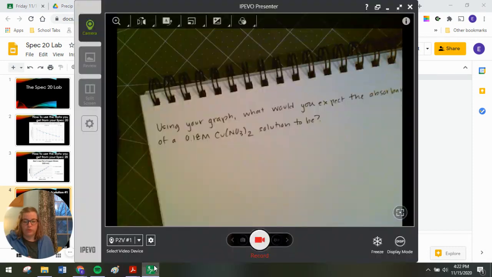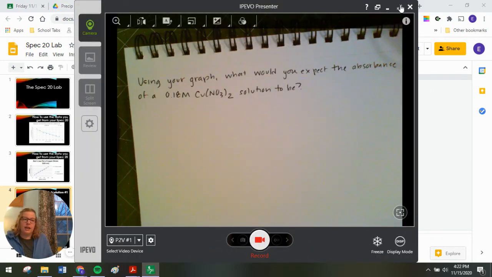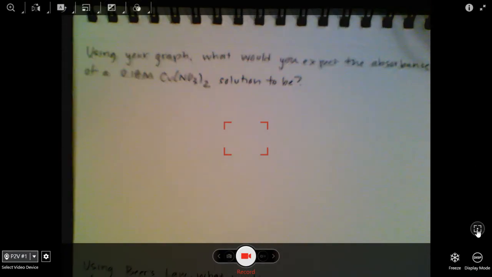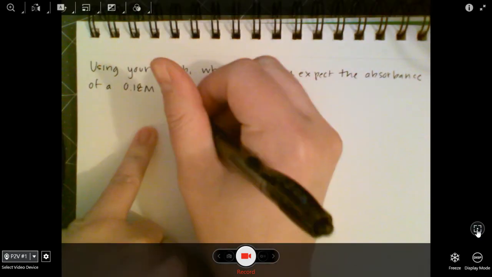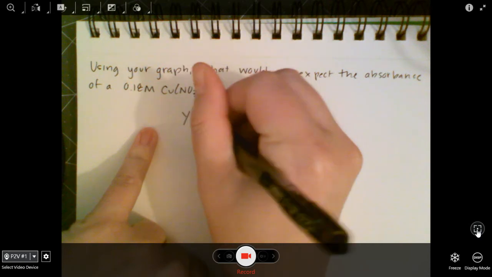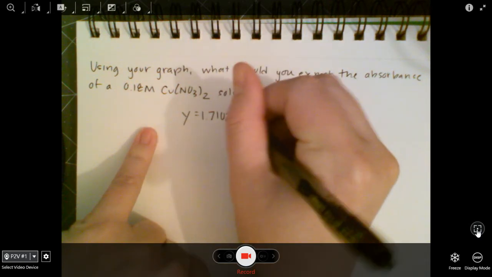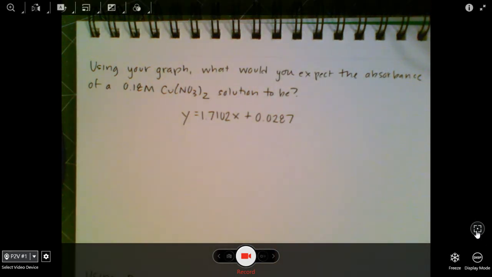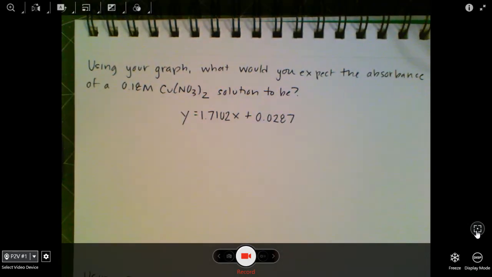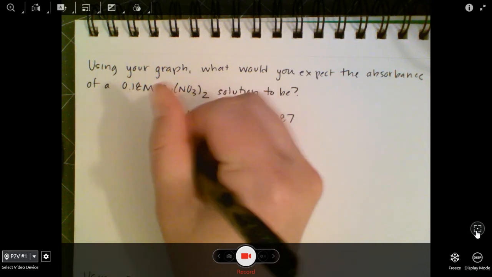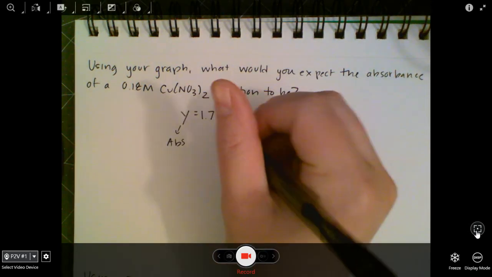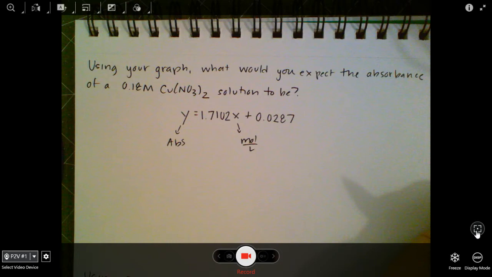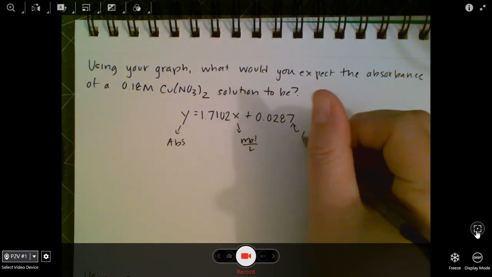All right, we're going to switch over to my handy dandy doc cam, and then we are going to work through this question together. In my graph, my equation was y equals 1.7102x plus 0.0287 for my y-intercept. We have a couple different values here. My y is going to be my absorbance, because that's how my graph was made. My x is going to be, in this case, molarity, moles per liter. And this y-intercept is absorbance and has no units.